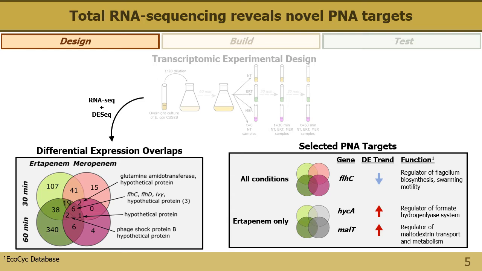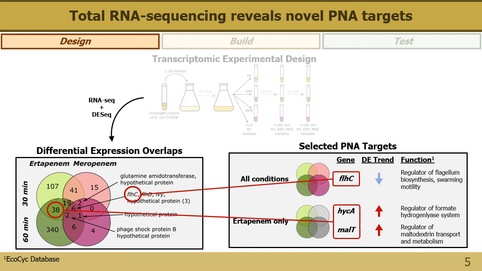The other two come from this ertapenem overlap here at this 38, on the left-hand side of the Venn diagram. HYCA and MALT are regulators of the HYC and MAL operons, which are all upregulated consistently in these experiments. So we wanted to see what knocking down those regulators does.